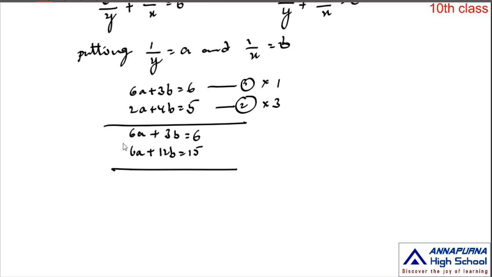Here signs are same, so that's why subtract the second equation from the first equation. So that's why we change the signs of the second equation. So plus 6a minus 6a get cancelled, plus 3b minus 12b is equal to minus 9b is equal to 6 minus 15, minus 9. So b is equal to minus 9 by minus 9, then b is equal to 1.